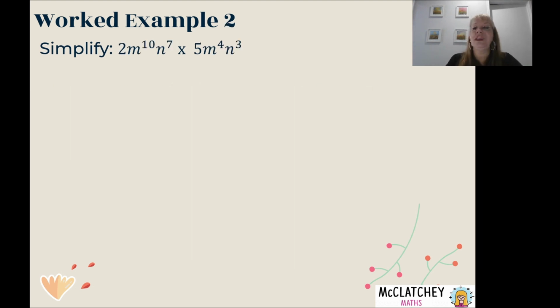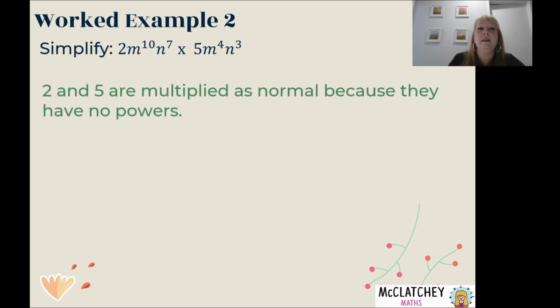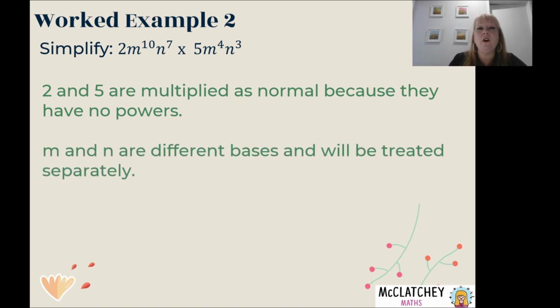Okay, let's do one even harder this time. I've added 2 different sets of letters in here, and we treat those differently because they're different bases. We've got 2 bases this time. We treat the 2 and the 5 as normal because they're just normal numbers with no power, and 2 times 5 makes 10. So that will sit at the front, but we've got this base of m, and we've got a base of n. So m will be treated separately, and the n will be treated separately.